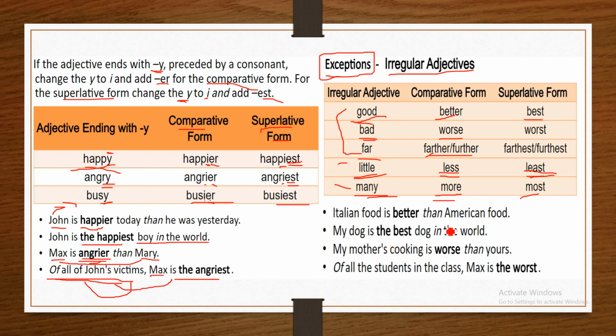Italian food is better than American food. Italian food is compared to American food. Better is a comparative form of good. Than is always used for comparing two objects.